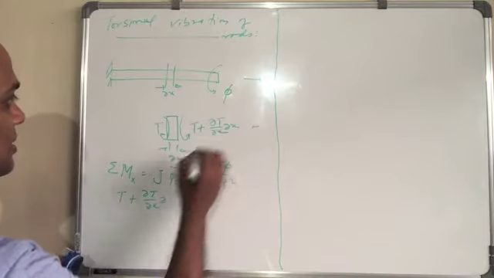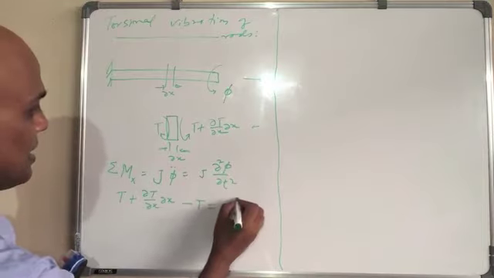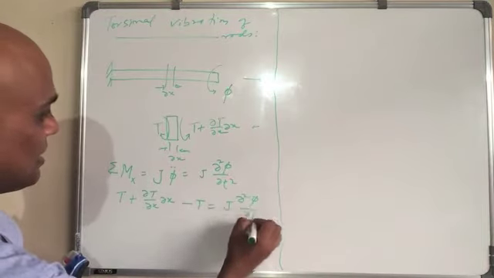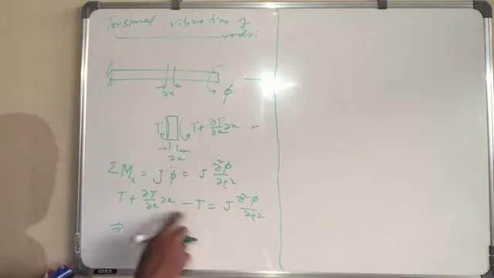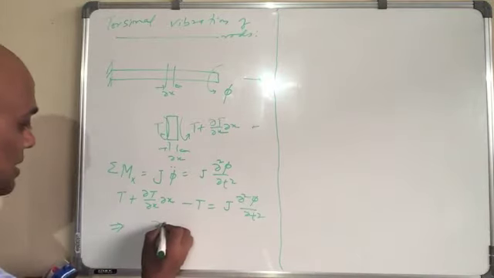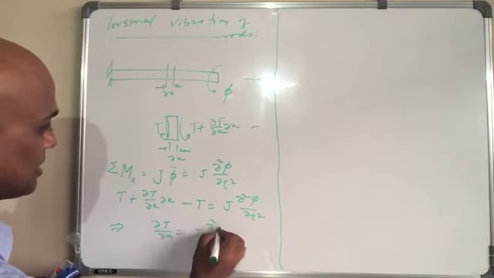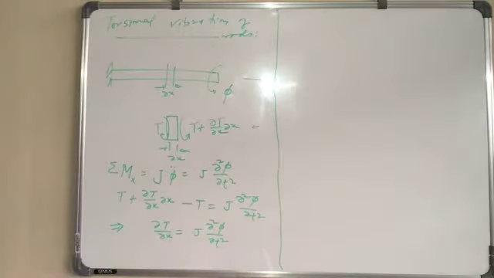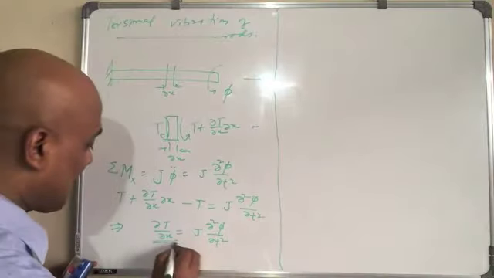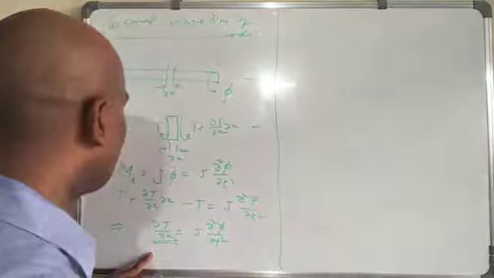Times del x, also here into del x, minus t is equal to J del square phi over del t square. And what solution do we get? We get finally del T over del x equal to J del square phi over del t square. Okay, so we got that. Again we have to write this T in terms of phi.